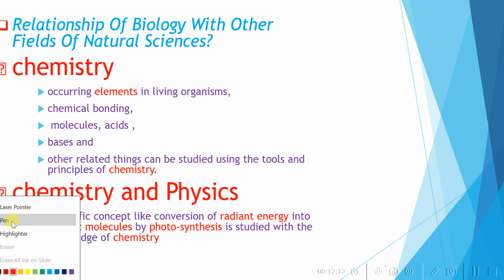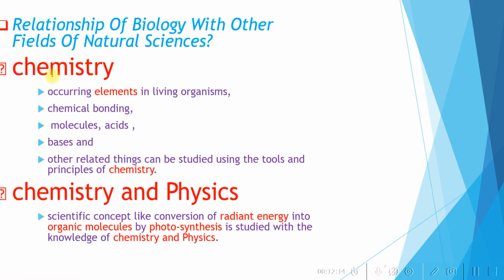Let's see the first, chemistry. Now, chemistry studies the elements occurring in living organisms. It studies what elements are found in living organisms. Chemistry also studies chemical bonding, and also studies molecules, acids, and bases. Other related things can be studied using the tools and principles of what? Chemistry.